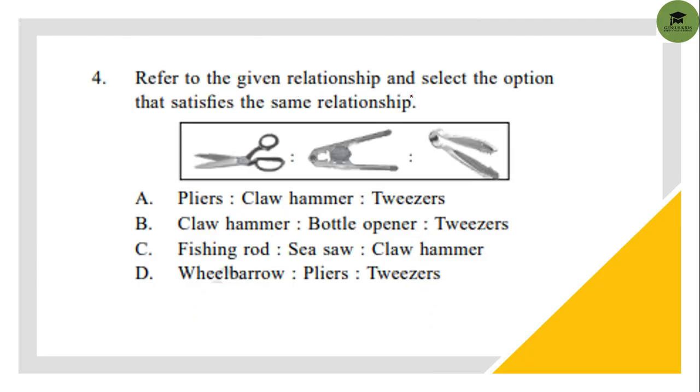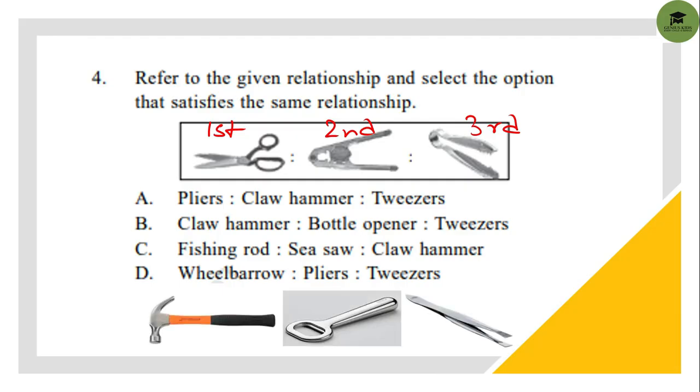Refer to the given relationship and select the option that satisfies the same relationship. If you see in this diagram, these are the three levers. This is the first class lever, this is the second class lever, and this is the example of the third class lever. Okay, now here these are pliers, claw hammers, tweezers, claw hammer, bottle opener, tweezer. Here in these options, you need to find out which option satisfies this relationship. Now let's see. Here option B is your correct answer.